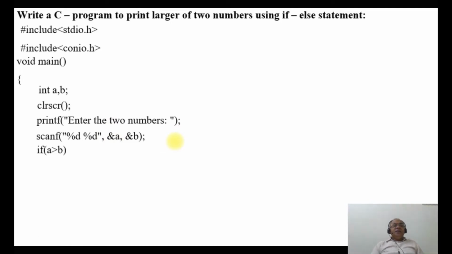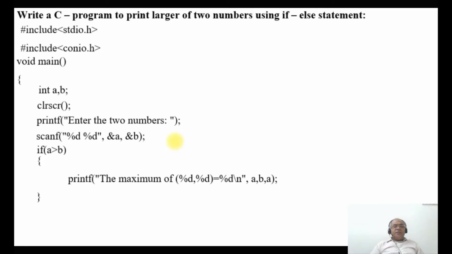Now it will go to check the condition: is A greater or is B greater? First we check if A is greater than B. If the condition is true, then the maximum of A comma B will be equal to A, because the result is A, so you get A here. This %d is relevant to this, and this %d is relevant to this, and this %d is relevant to A. This is how you write the output.